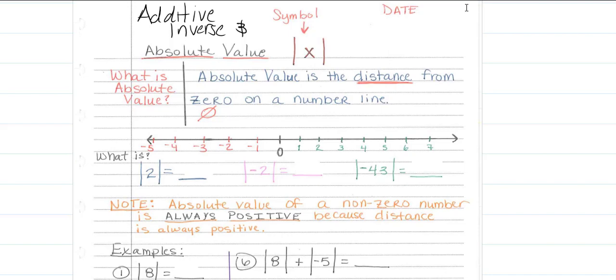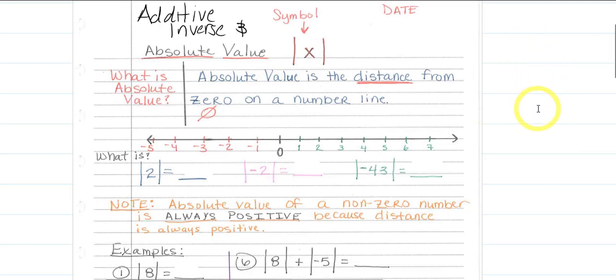Okay, so absolute value. If you look here, I have the symbol for absolute value. So you see the two bars with the X in the center. The X would actually just represent any number. So when you see that, you read that as the absolute value of whatever the number is inside, okay? So what is absolute value? Absolute value is the distance from 0 on a number line. Okay, so it's really important to keep in mind that when we're discussing absolute value, we're talking about distance.